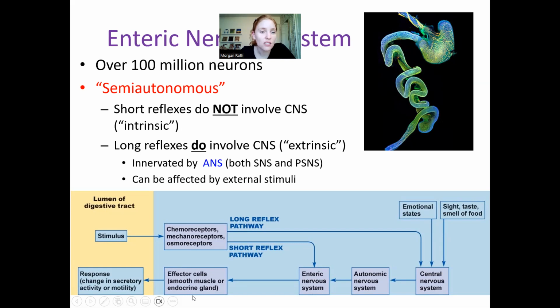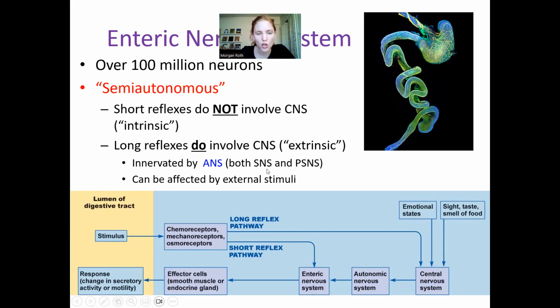Now, the digestive system is also influenced by the central nervous system. We call that either a long reflex or an extrinsic reflex, where the information is traveling to the central nervous system, and then the central nervous system decides what to do. So the control center would be the central nervous system in this case. And then we're going to use the autonomic nervous system to trigger a response in the digestive system.